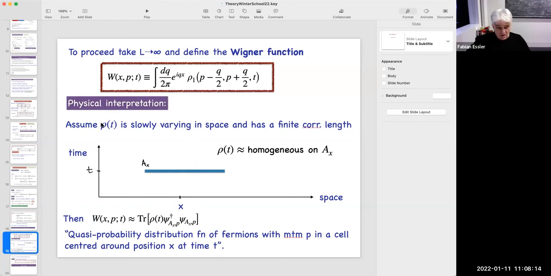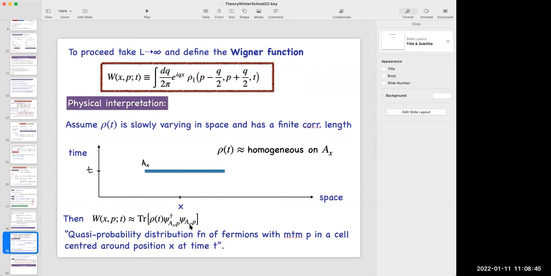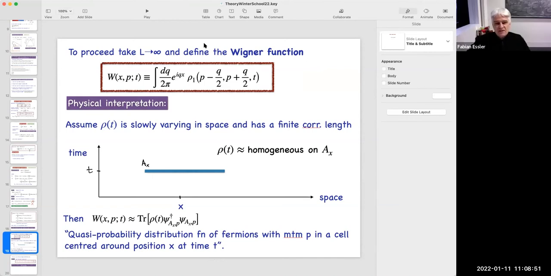You can actually show, under this assumption that this quantum mechanical state varies slowly in space and has a finite correlation length, that this Wigner function reduces precisely to this kind of mode occupation number on the patch. It's an actual calculation, and if you chose something else here, you wouldn't get this. That's also the reason why we choose this form. So it has a very nice physical interpretation.